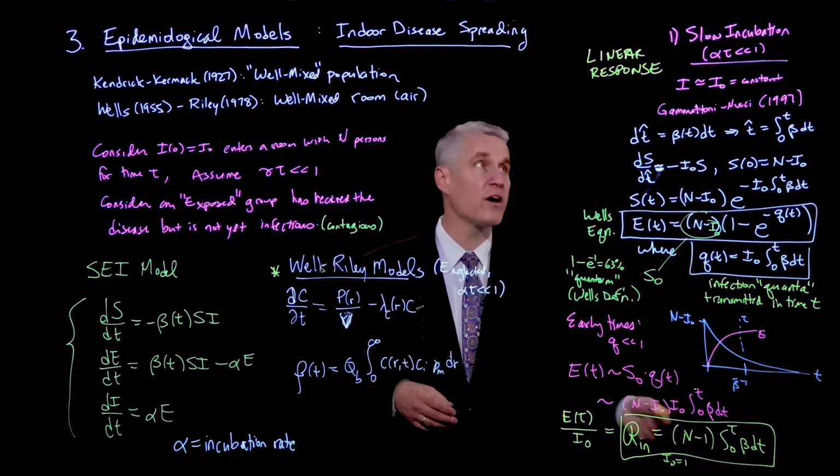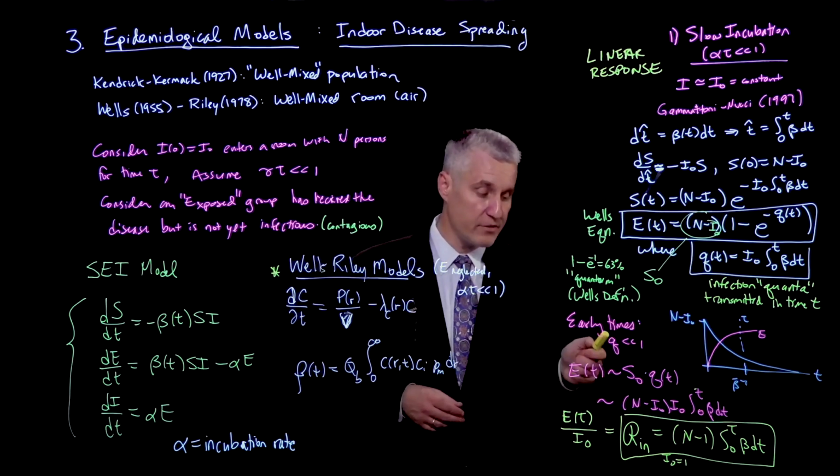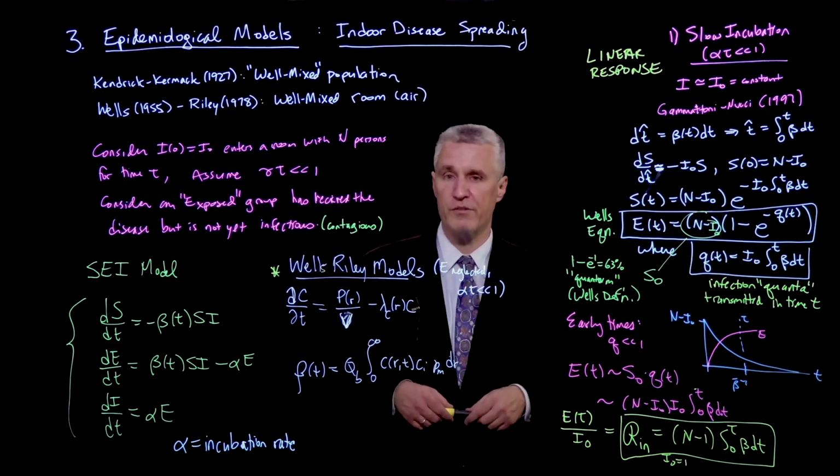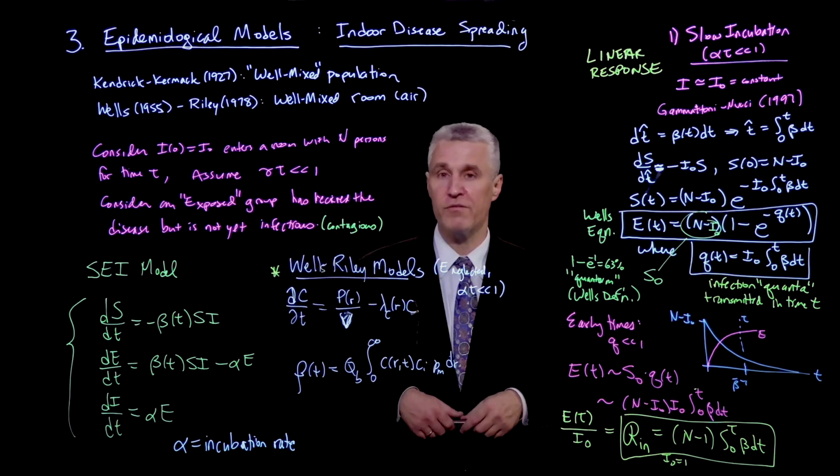And here you see it comes out of the slow incubation limit. What I'd like to show you next is that the very same indoor reproductive number actually occurs for any model, including the opposite limit of fast incubation.